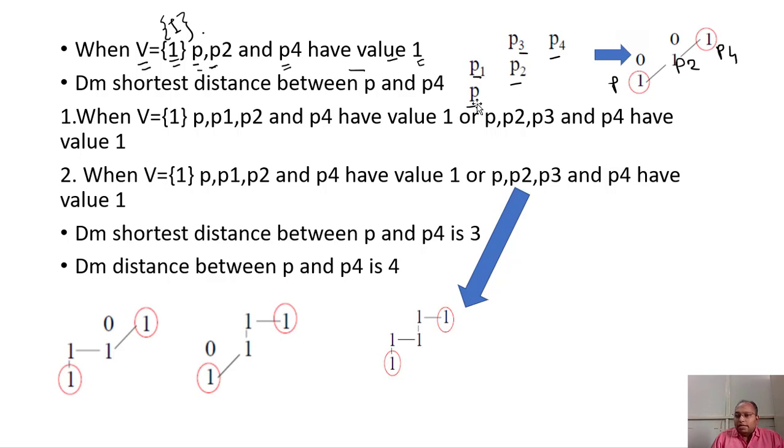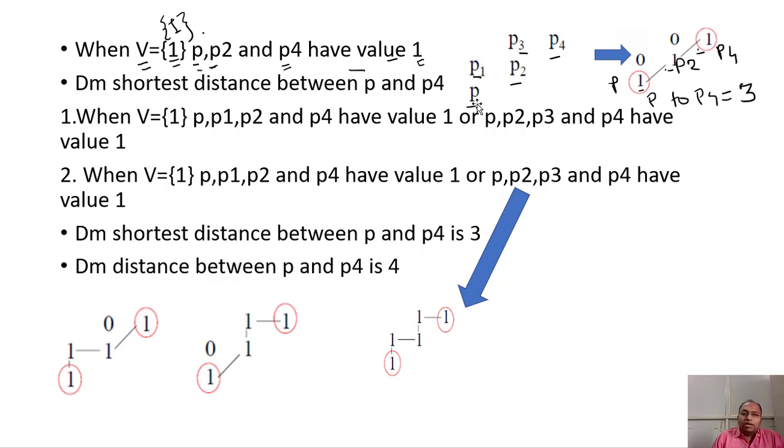If I calculate the distance between p and p4, let us say p to p4, what can be the distance? 1 and 2, right? So the distance is 1, 2 and 3. The total distance from p to p4 is nothing but 3, right?